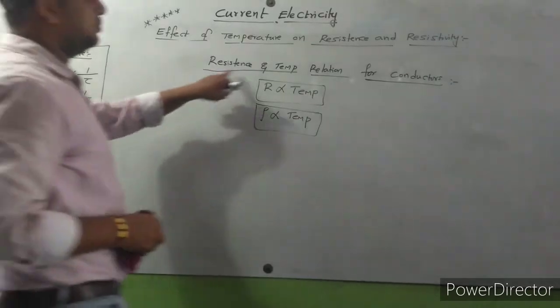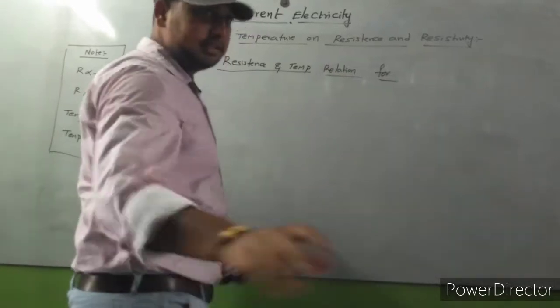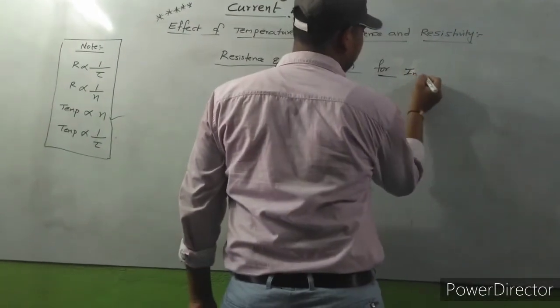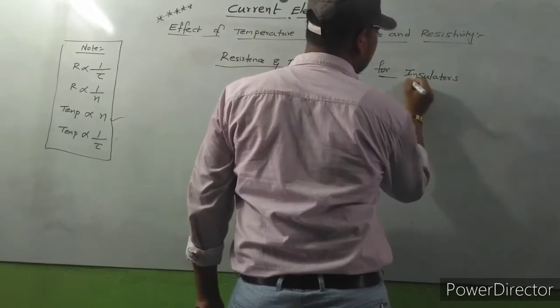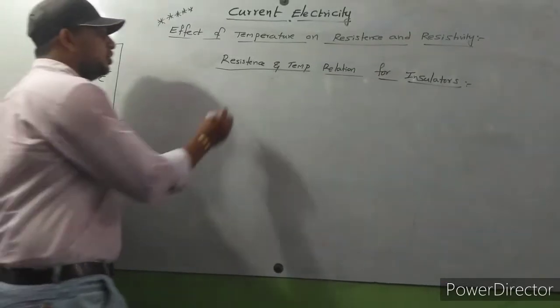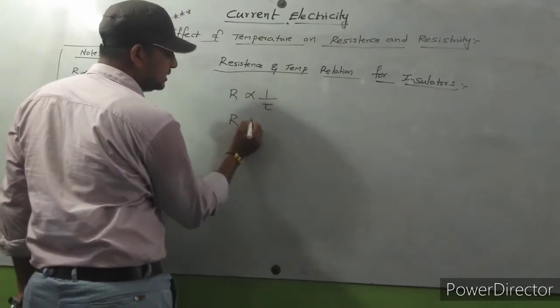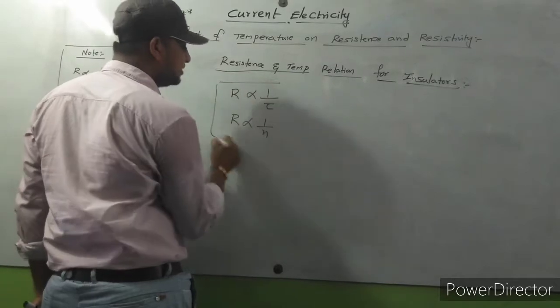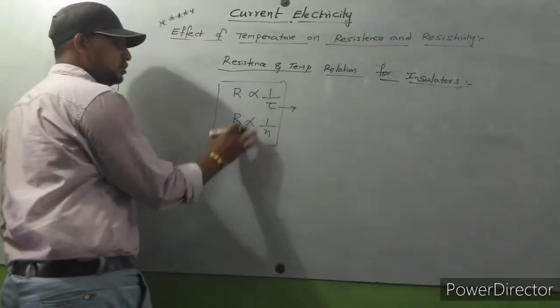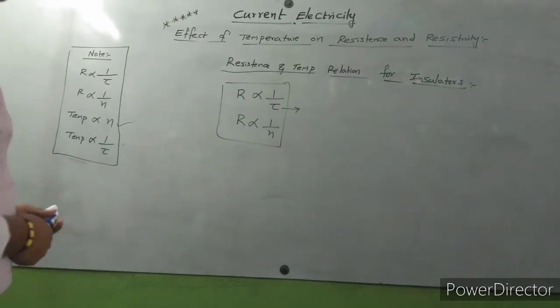Now we are going to discuss the resistance and temperature relation for insulators. How will it be affected? Mainly, resistance is inversely proportional to tau, and resistance is inversely proportional to N. These two parameters will affect the resistance.